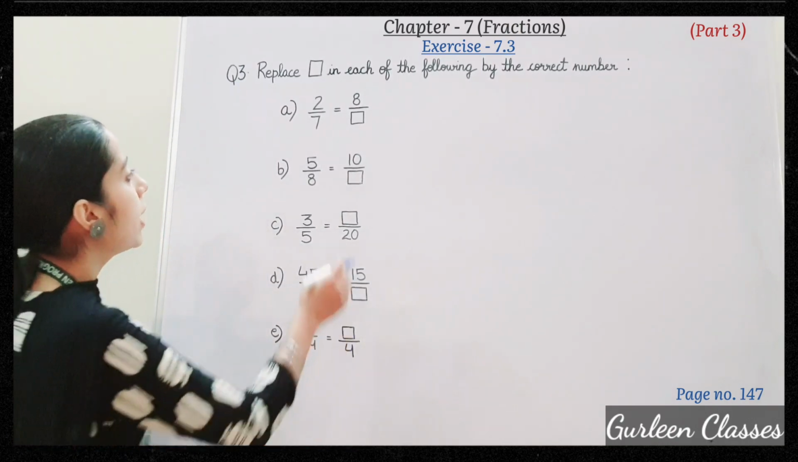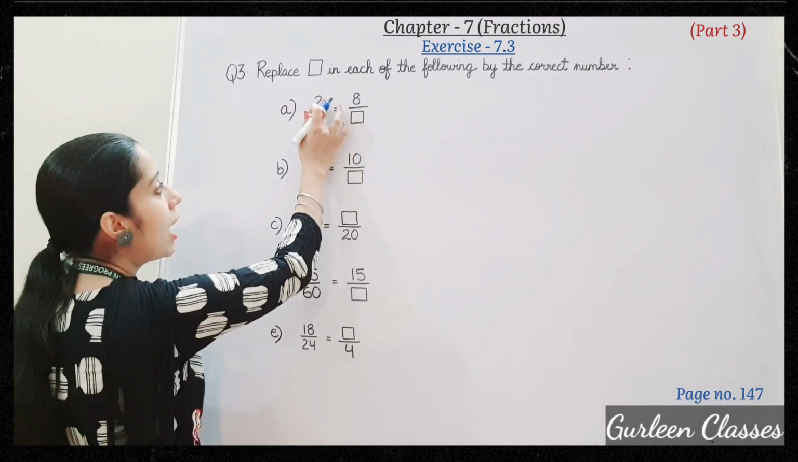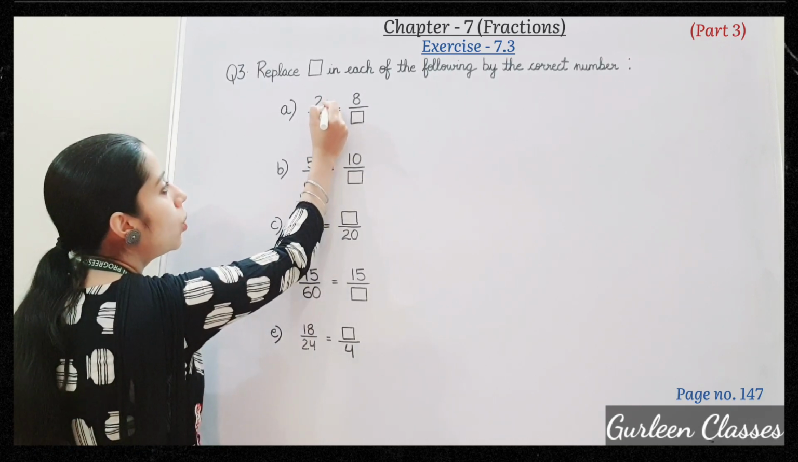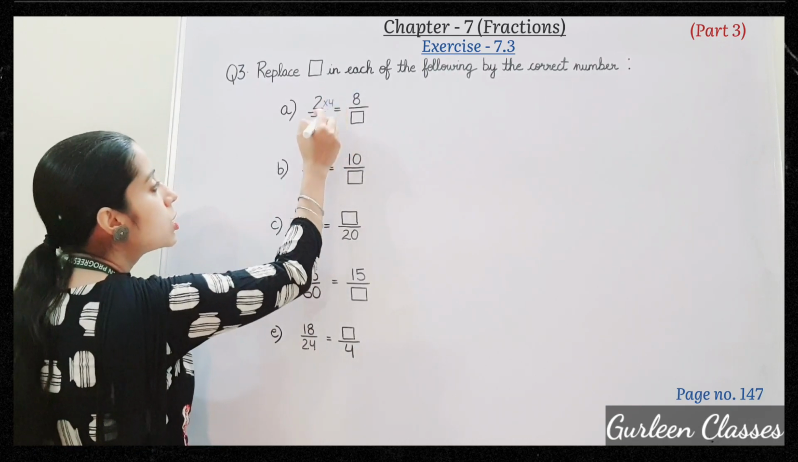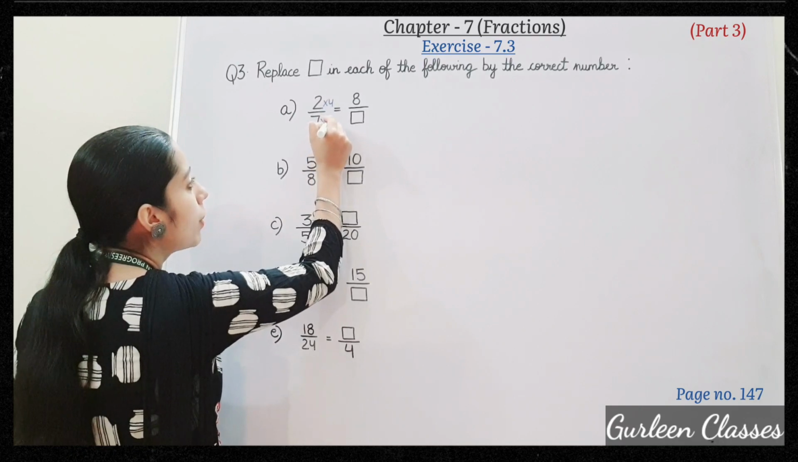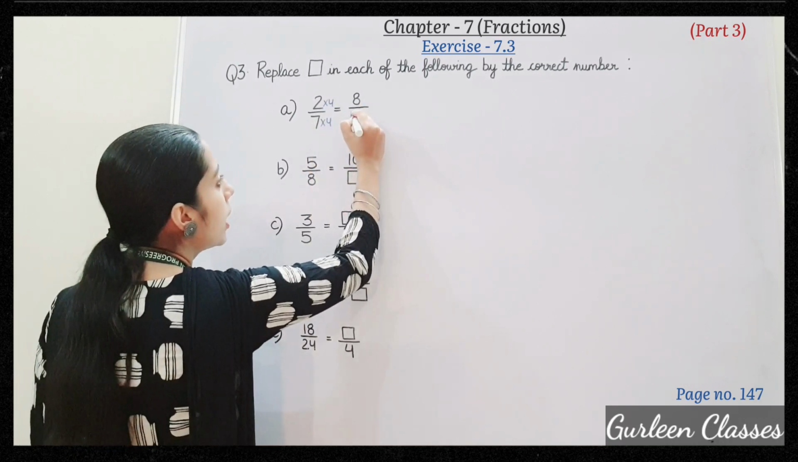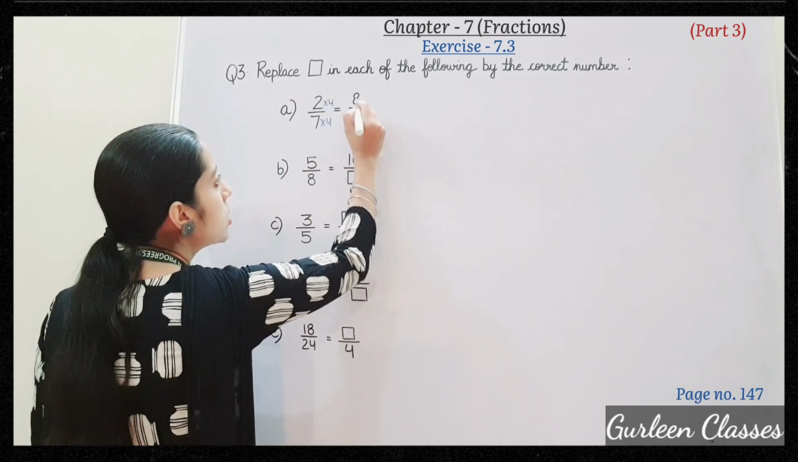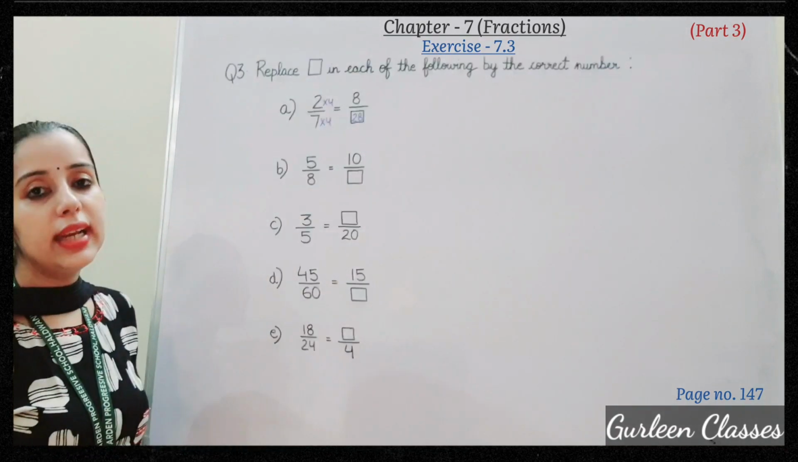So in the numerator we have 8 and here we have 2. So we know that 2 into 4 is 8. So multiply the denominator also by 4. 7 4s are 28. So the fraction is 8 upon 28.